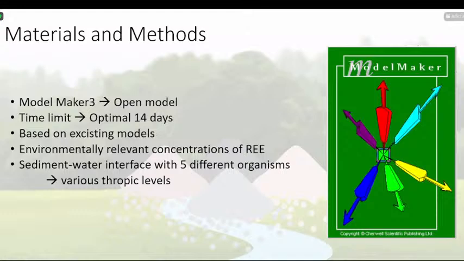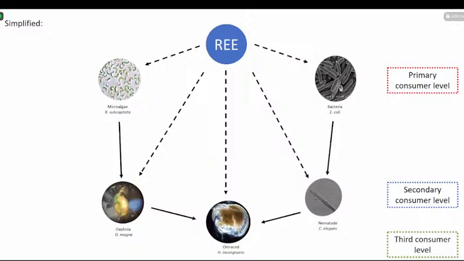And it has a sediment water interface for 5 different organisms. As we know that rare elements stick to sediments and fine organic particle matter, but they might also float up into the water. I look at various trophic levels of organisms. And so basically, this is a very simplified version of my model. So this is how you start with your model.